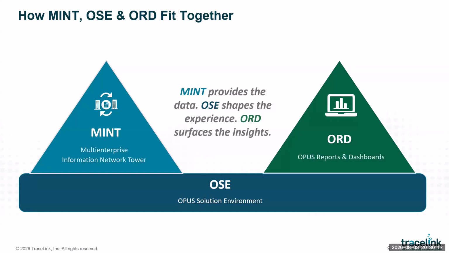Then we have OSE, or the Opus Solution Environment. OSE is the configuration layer. It controls how the solution experience is set up, including workflows, pages, menus, and roles. In other words, OSE determines where reports appear in the Mint experience and who can access them. So the basic flow is this. Mint provides the data, ORD builds the reporting assets, and OSE makes those reports available to the right users through the right menus and pages. As we move through the course, keep this relationship in mind. Most of what we'll discuss will come back to how these three tools work together to configure and deliver reporting capabilities in Mint.